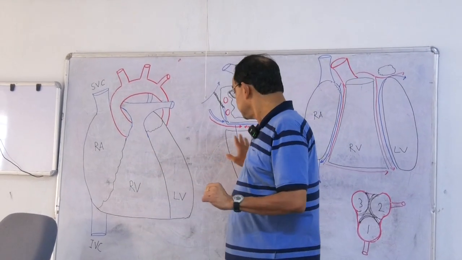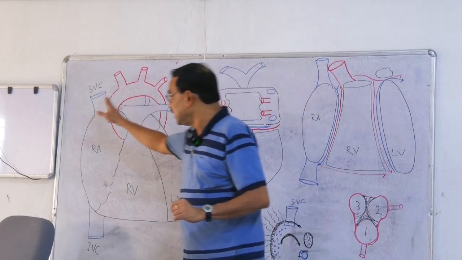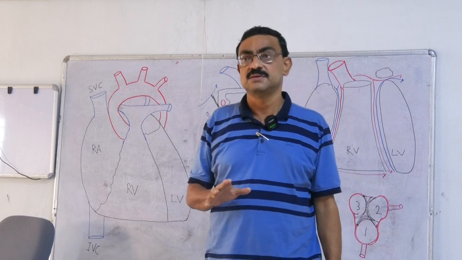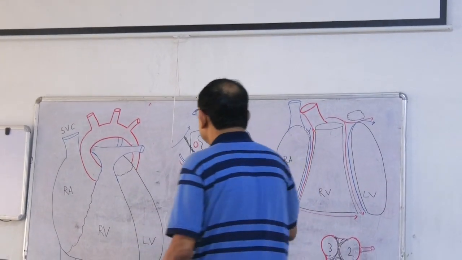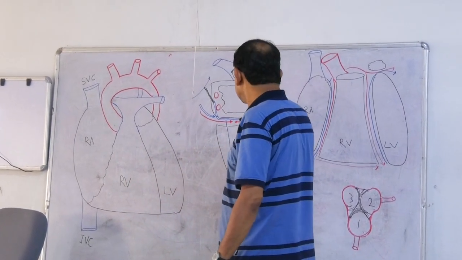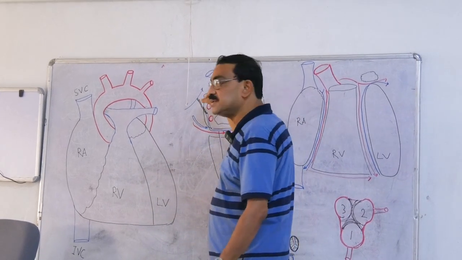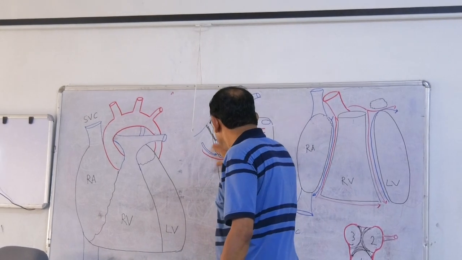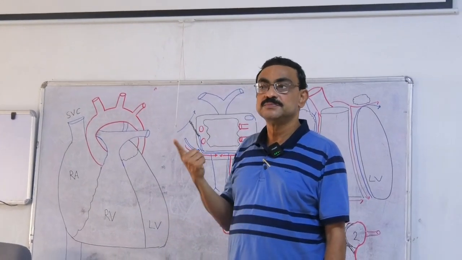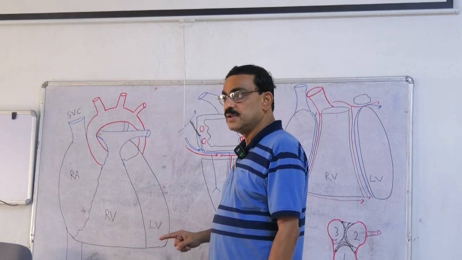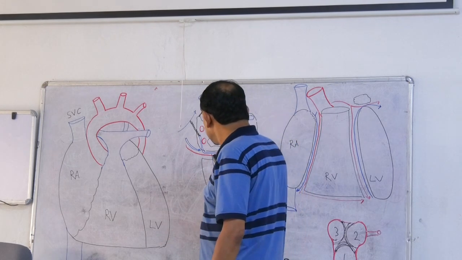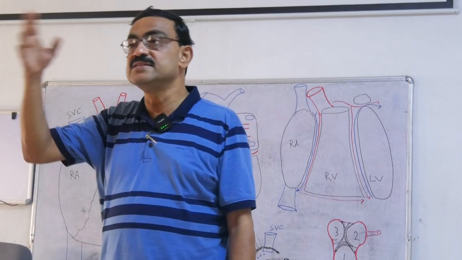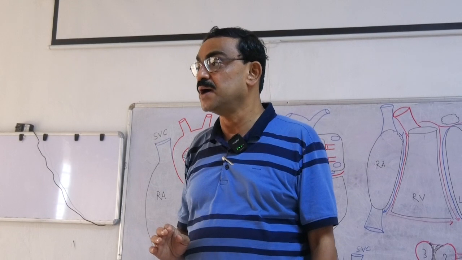So, the sternocostal surface, inferior or diaphragmatic surface, right surface, left surface, and this area is called the base or the posterior surface, which is contributed mainly 2/3 by the left atrium and less than 1/3 by the right atrium. That is called the base of the heart or the posterior surface of the heart.